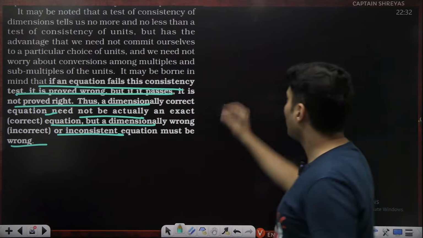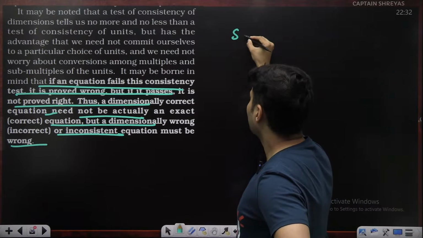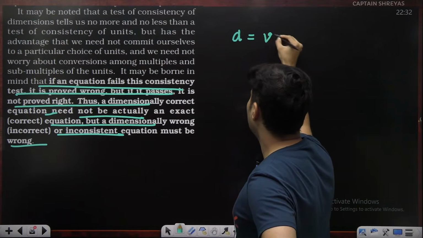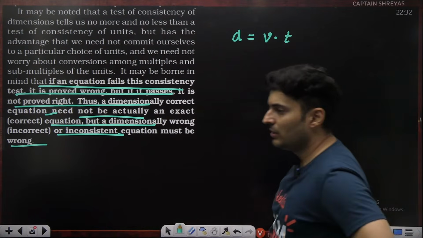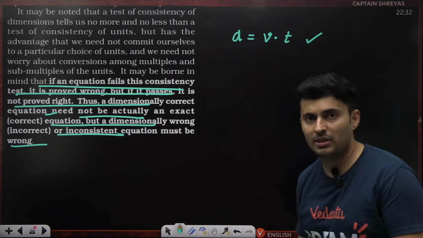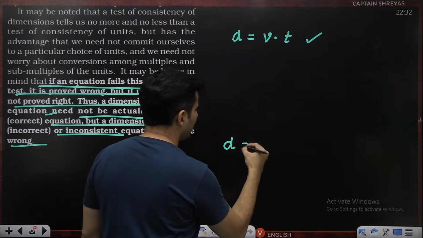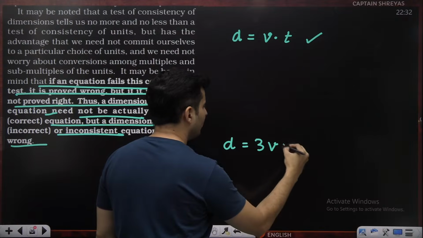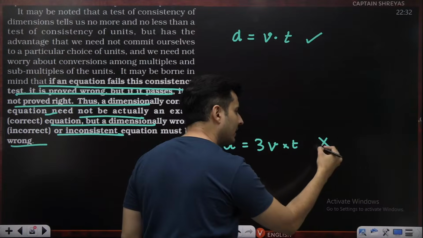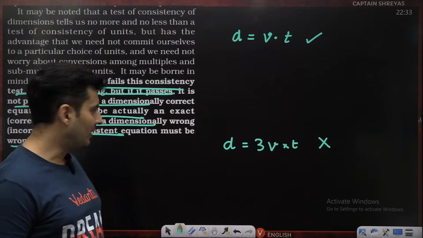Say for example, I write displacement, or let's say distance, is speed into time. Is this equation correct? 100% correct. Obviously, distance is speed into time. No issues with that. If I write distance is 3 times speed multiplied by time, is this equation correct? 100% it is mathematically wrong.